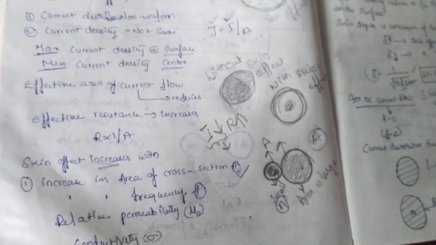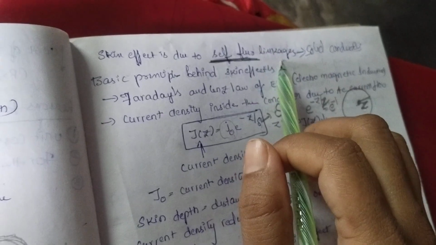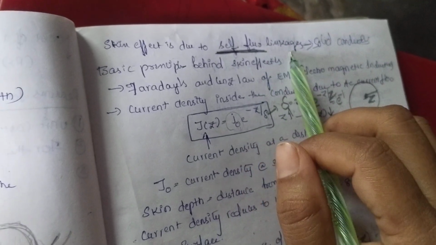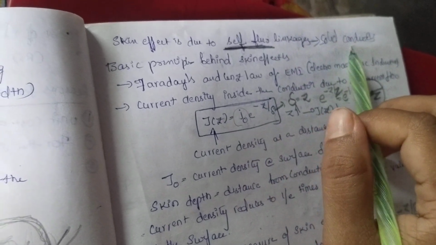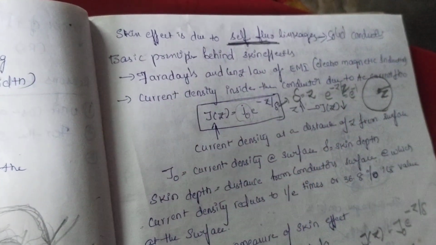It also depends on frequency, relative permeability, and sigma. I'll explain why. Skin effect is due to the self-flux linkages. Self-flux linkages occur only in solid conductors. So skin effect occurs only in solid conductors.